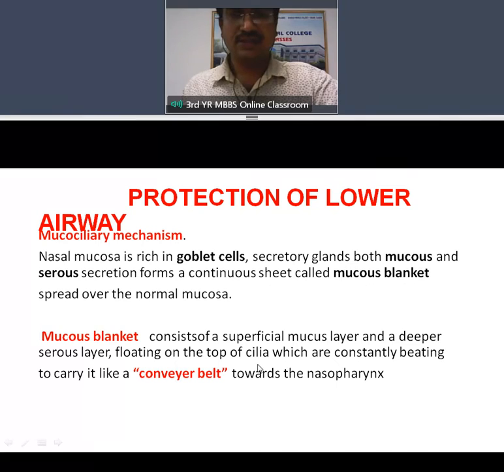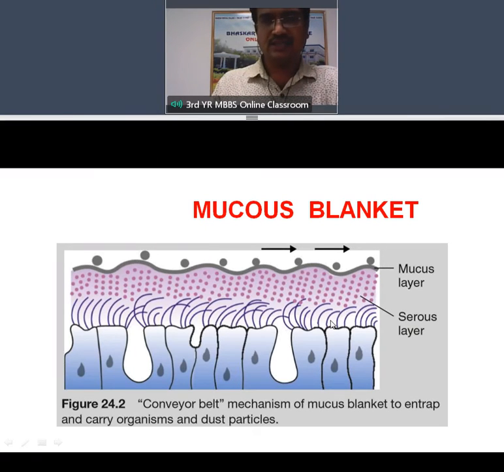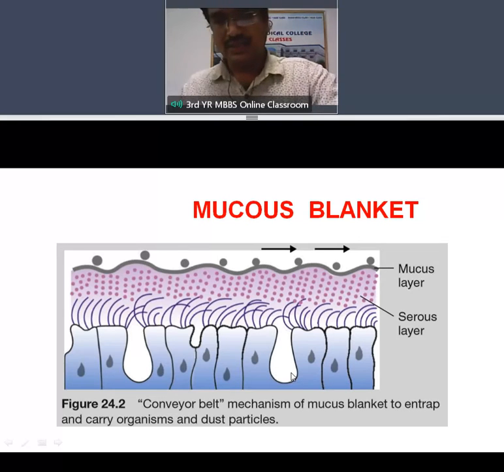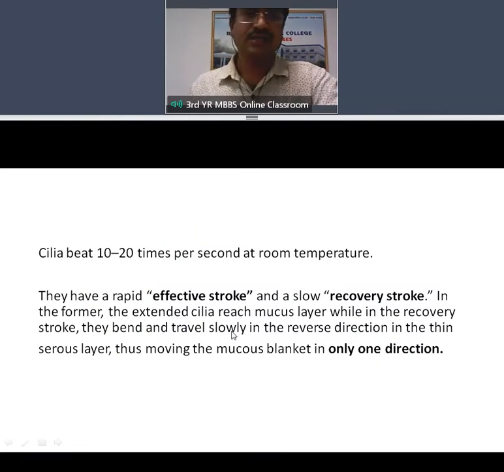It coats the top of the cilia, which are constantly beating to carry it like a conveyor belt towards the nasopharynx. If you observe this picture, the superficial layer is the mucus layer, the second is the serous layer, these are the ciliary beating, and these are the lining epithelium and the secretory glands. Always from these secretory glands there is formation of mucus and serous secretions. These are the cilia. So this is the mucus blanket over the nasal mucosa.